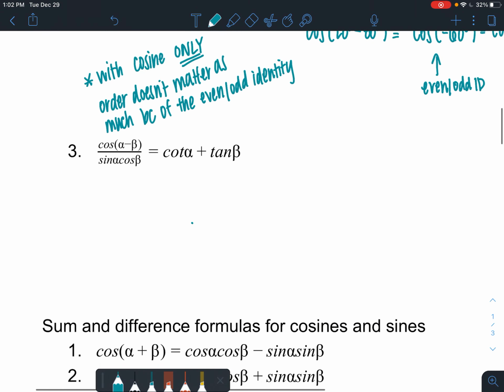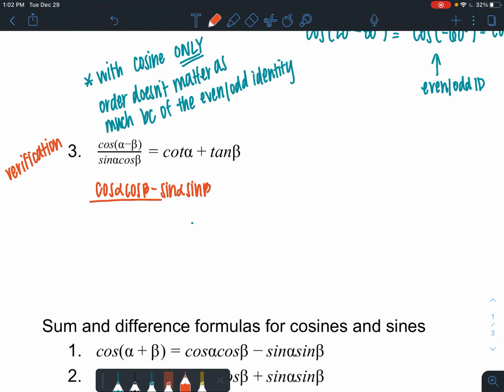Okay, this next one here, this is a verification. So let's start from the left. You'll notice I have cosine of alpha minus beta. So let's go ahead and write out our formula. That'll be cosine alpha, cosine beta, minus sine alpha, sine beta, all over sine alpha, cosine beta. Remember, we only write from one side of the equation.